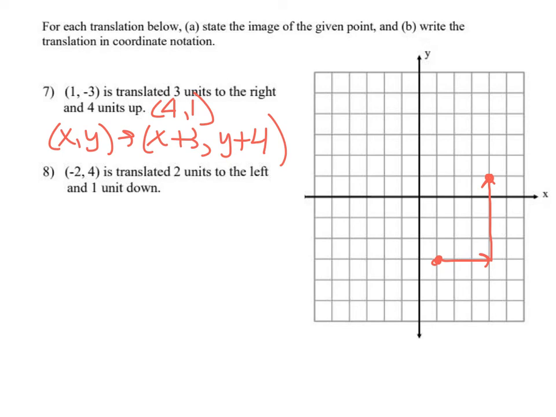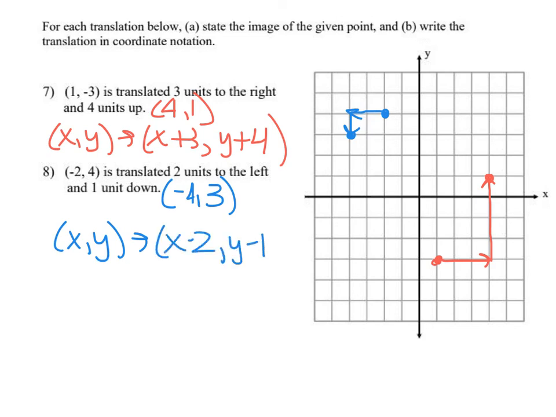And in problem number 8, our pre-image point is negative 2, 4, which is right there. And we're translating it 2 units to the left and then 1 unit down. So 2 units to the left and then 1 unit down would put us right here. So the image point is negative 1, 2, 3, 4, and then up 3, so negative 4, 3. And the coordinate notation for that would be (x, y) maps to (x minus 2, y minus 1).